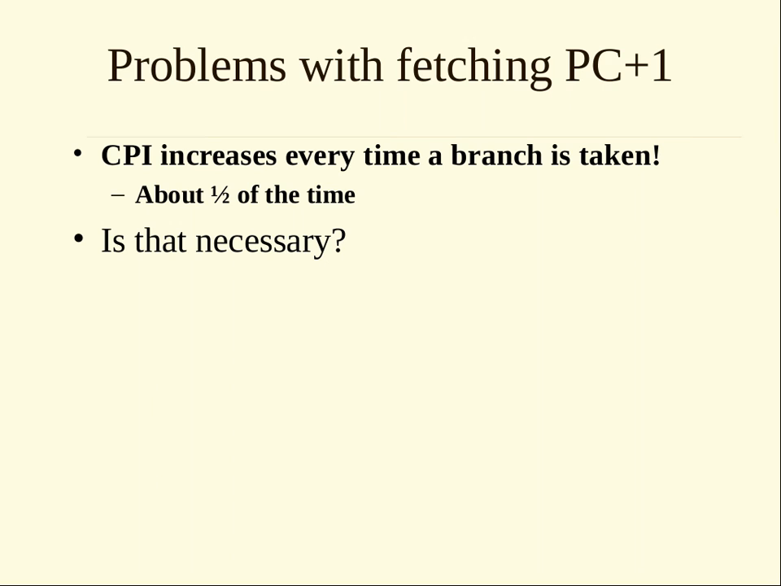CPI increases every time a branch is mispredicted, about half the time. Is it necessary that we are only half the time correct? How could we be more correct? By being 99% correct. Thank you. Anyone else? Decrease the number of branches. I know we can't do that.